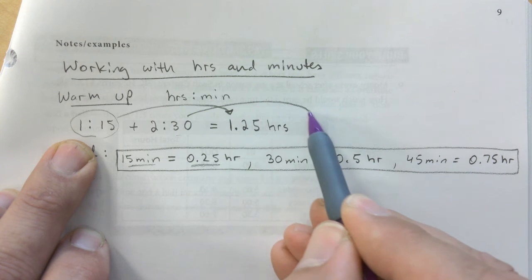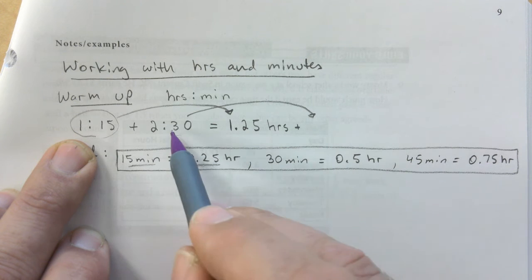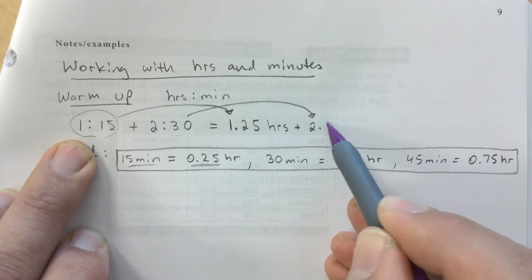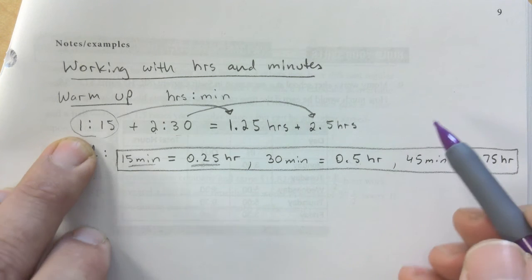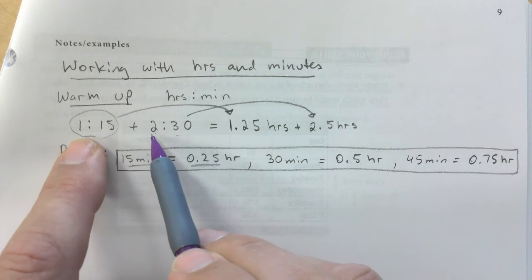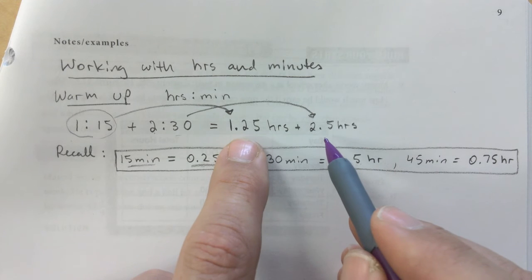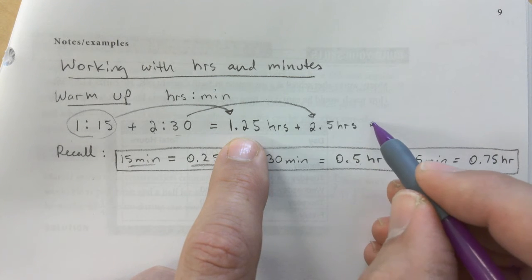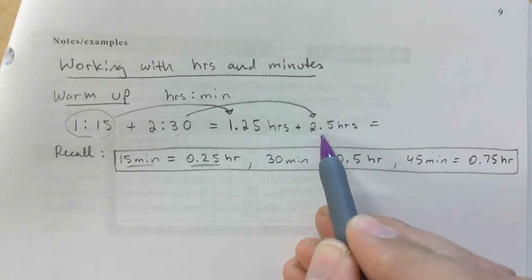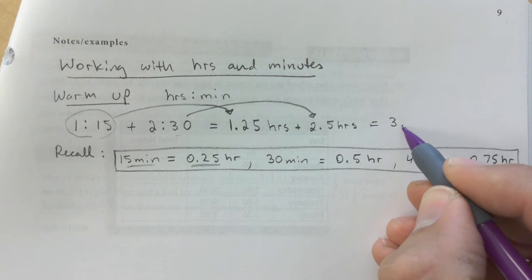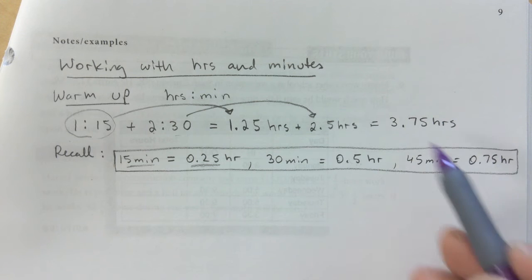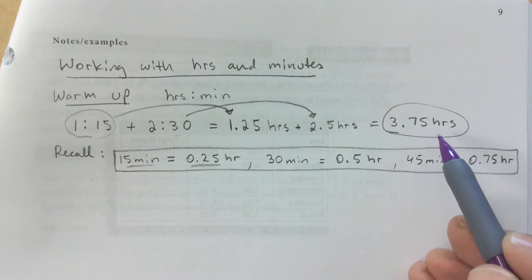And this translates to 2.5 hours. That's how I want you to do this, not the other way around. I know that some teachers would ask you to add the minutes, add the hours, but I just want you to do it like this. So you can use your calculator now, right? So you go 1.25 plus 2.5, that is 3.75 hours. Okay? That's what we need to be good at doing right now.